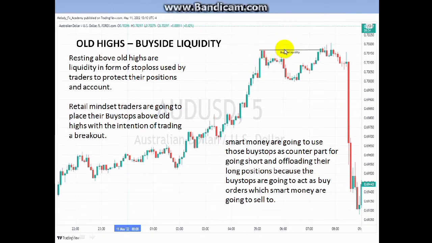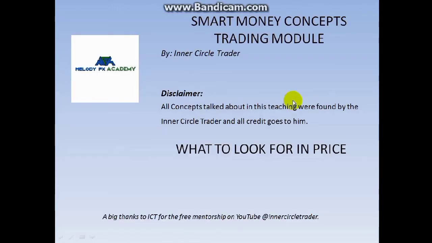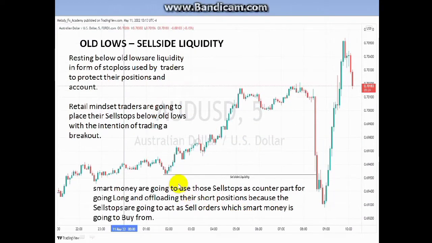Then if smart money is looking to go long, they are going to drive price to run some liquidity below an old low. This is the level at which willing sellers are going to be residing, and smart money is actually going to buy from them to pair up their orders. So that is just one way the price is being delivered efficiently in the marketplace.